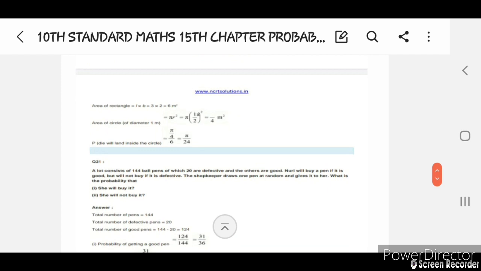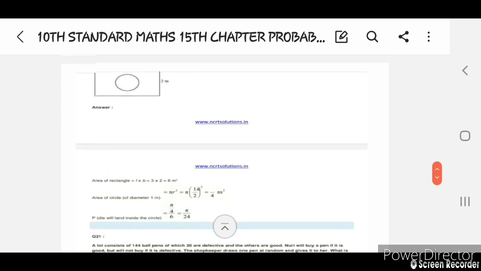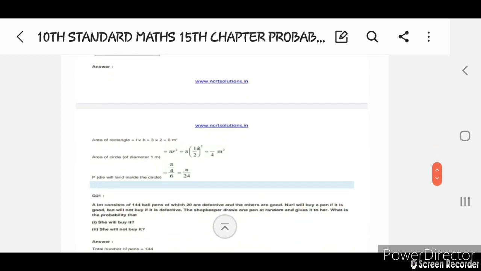Now the area of the rectangle is length into breadth, that is equal to 3 into 2, which is equal to 6 square meters. So therefore the area of the circle is pi r square, that is pi into 1 by 2 whole square. So therefore it will be pi by 4 over 6, and the 4 gets cancelled, so therefore it will be pi by 24 is the probability.